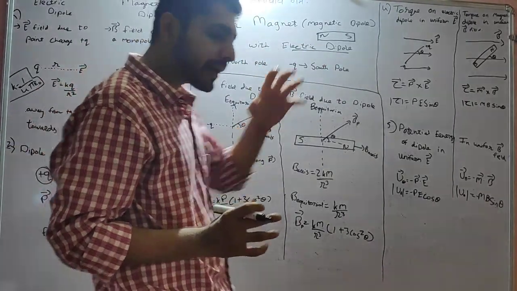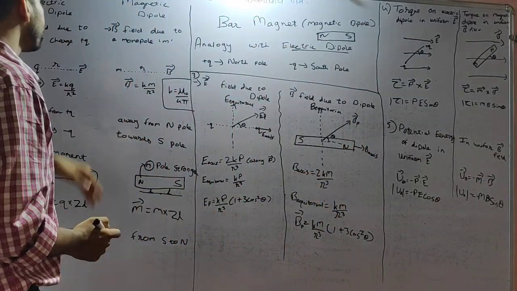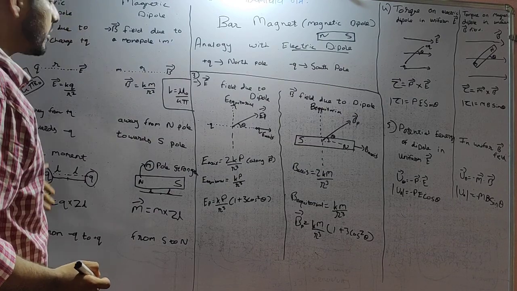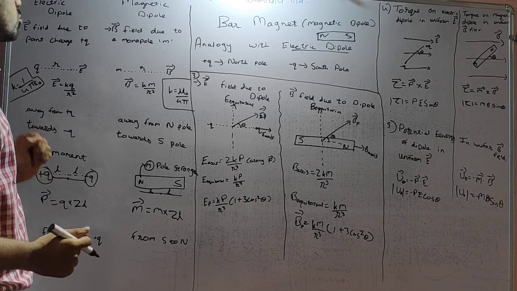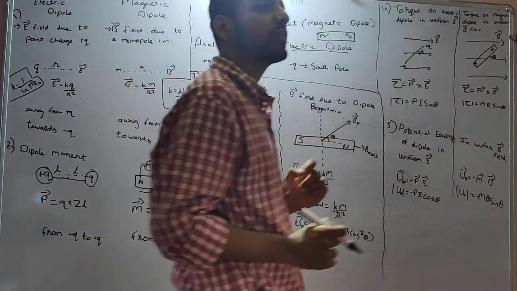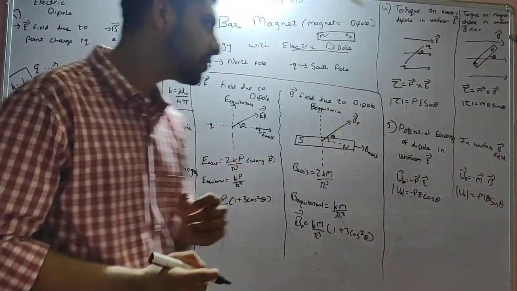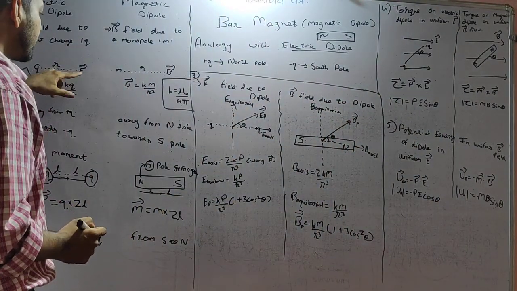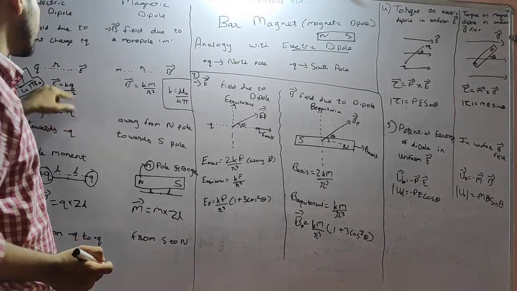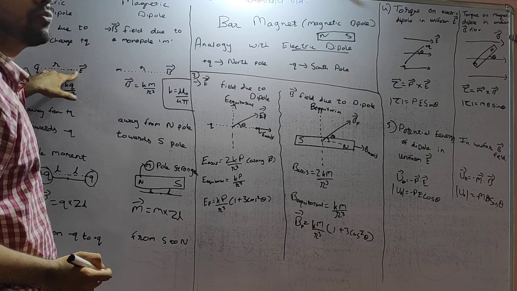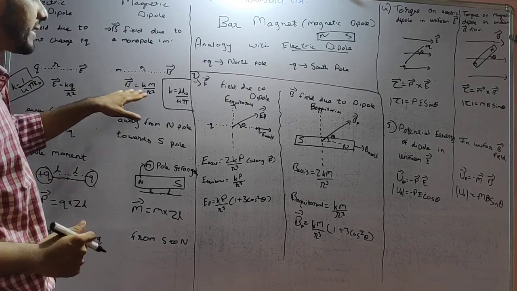So we'll compare the electric dipole and the magnetic dipole. First we have written here electric dipole, and here magnetic dipole. The first point is the electric field due to a point charge. You all know this; we studied it in the first chapter itself. If there is a point charge Q, then the electric field at a point is equal to KQ by R square. R is the distance between the point where you want to find the electric field and the charge Q. Similarly, in magnetic, what will happen?